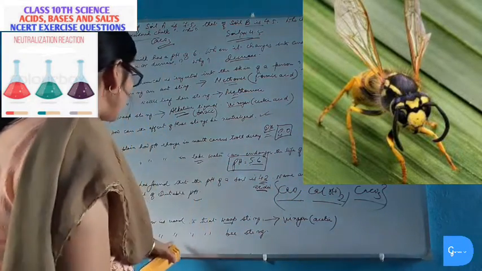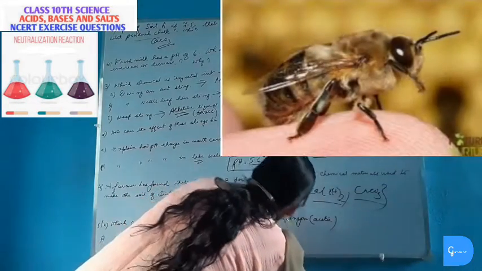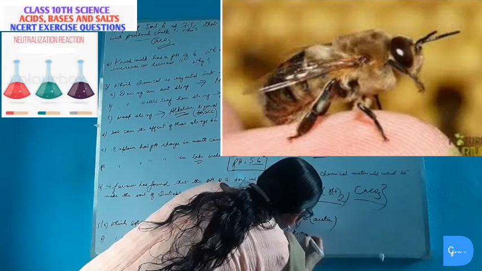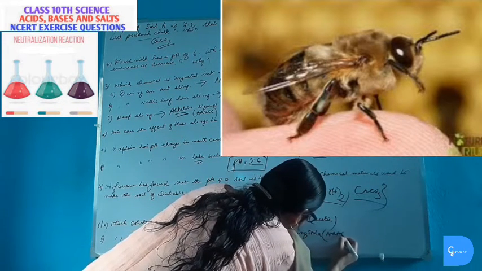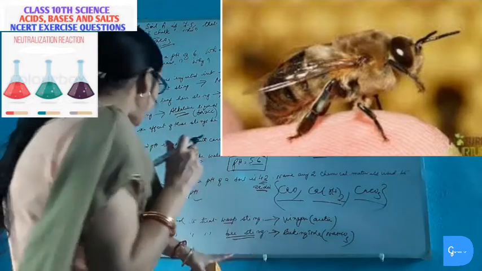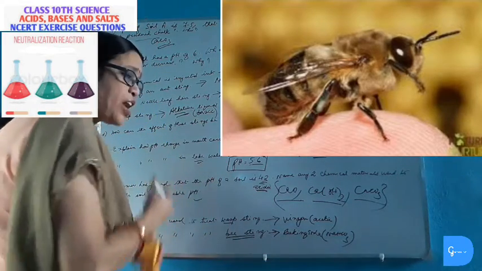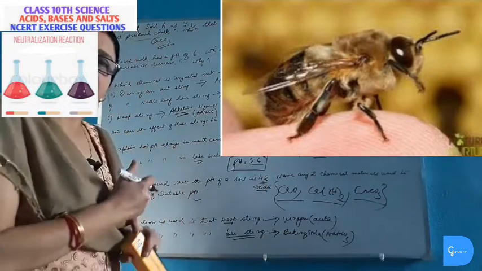Which solution is used to treat bee sting? Bee sting is acidic in nature, so we use baking soda or sodium hydrogen carbonate on the stung area to neutralize the effect produced by the bee sting and thus get relief from the immense burning pain and irritation caused by bee sting.